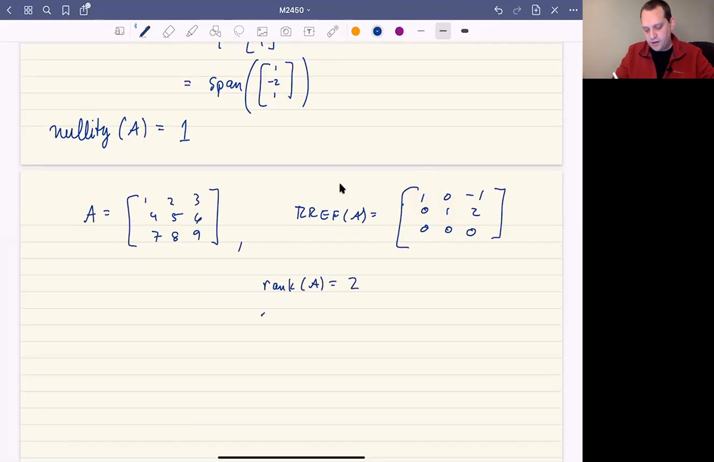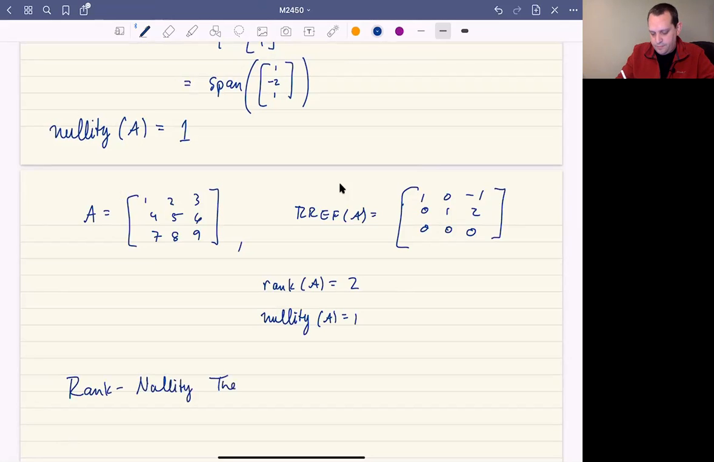Now the nullity of A was 1, and there are actually 2 ways that we can tell that the nullity was 1. One I'll talk about in the next video. It's called the rank nullity theorem. That's a very important result. It gives us a relationship between the rank and the nullity. In this case, they add up to 3 because it's a 3 by 3 matrix. I'll explain why that should add up to 3 in the next video.